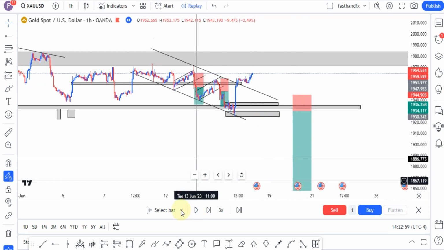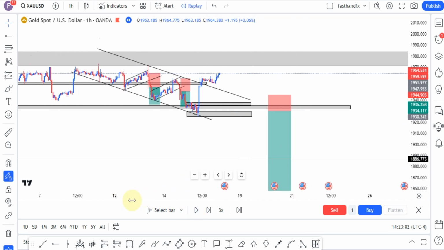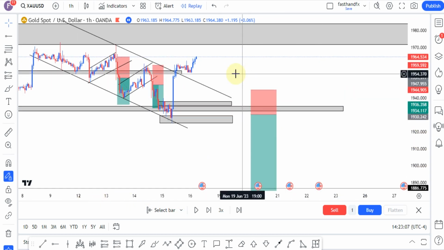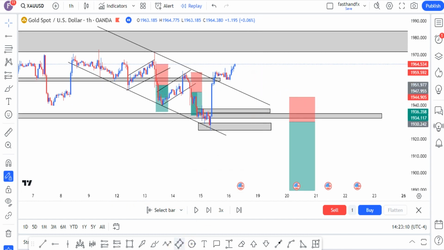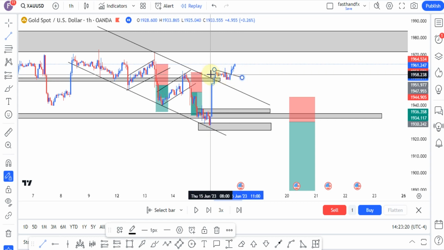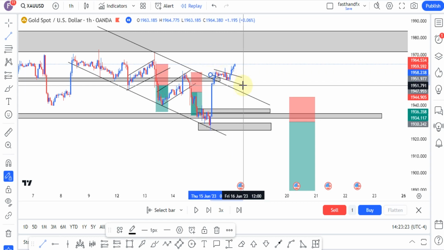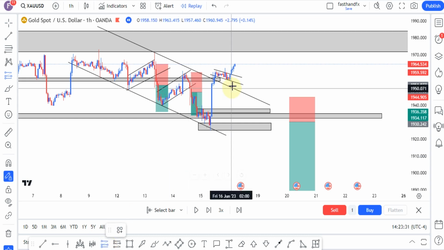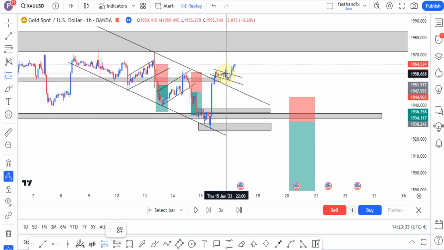So as you can see, after this impulse move, we had that kind of correction. After this impulse move, we had that correction. We had that impulse move. We had this small correction here. The market broke above that area. So maybe we could have taken our small entries, our scalp buys at this point after the market breaking out. So you normally wait for this candlestick to close above this area.